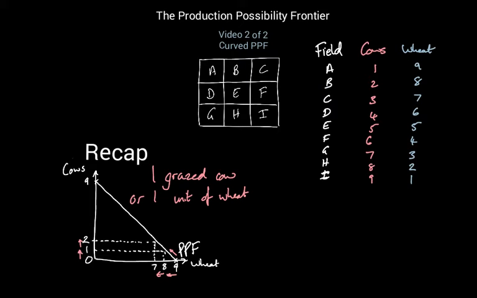Field B is better at grazing cows. Field B could sustain 2 cows, but it's not quite so productive at wheat, so we would only get 8 units of wheat from field B, and so on, all the way down to field I, which would be great for grazing cows. You'd be able to graze 9 cows on field I, but it would be hopeless at growing wheat, so you would only get 1 unit of wheat from field I. Let's think about what this does when we think about our PPF.